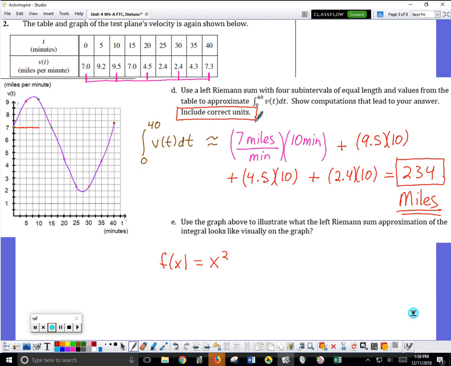Here's why. It's a little bit weird, but here's the logic. The integral is approximately the same as these series of computations. But these series of computations are precisely 234.